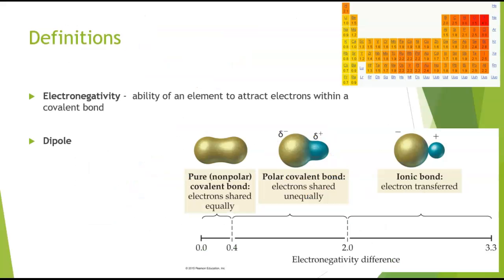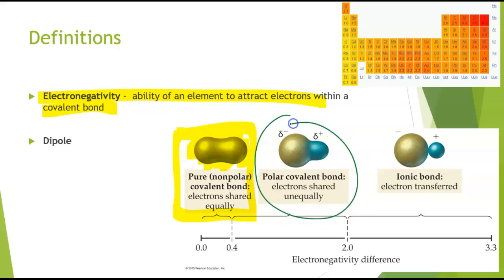What it kind of looks like is this. So again, that ability of the element to attract electrons. It kind of looks like this, where we have the nonpolar bond, which is even. This is all equal, shared evenly, an even tug of war. Versus if we have a polar covalent bond, where now the electrons are going to be shared unevenly. And so then we have a negative side and a positive side.